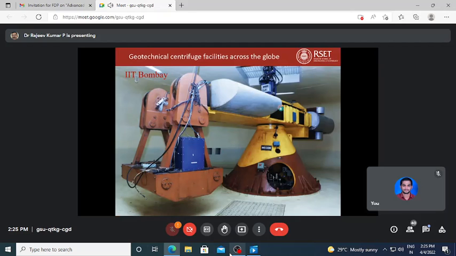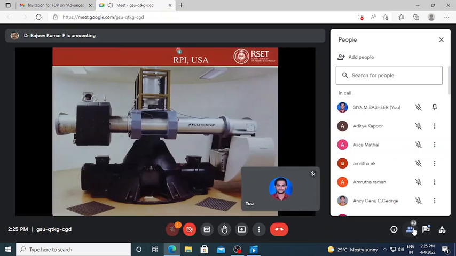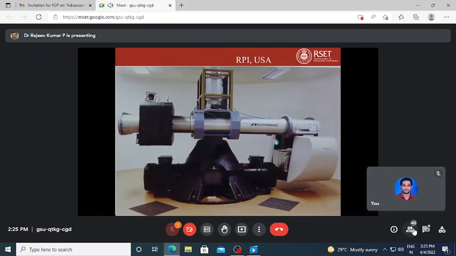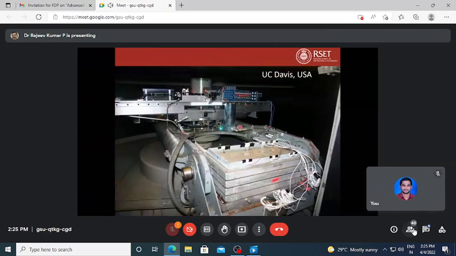Okay, now I will show you some of the geotechnical centrifuge facilities across the globe. This one is the Sudarshan facility, the geotechnical centrifuge facility in IIT Bombay. Now there are small geotechnical centrifuges also available in IIT Bombay. This is from Rensselaer Polytechnic Institute, United States. This one, a South Korean one. And you can see this is from University of California, Davis.